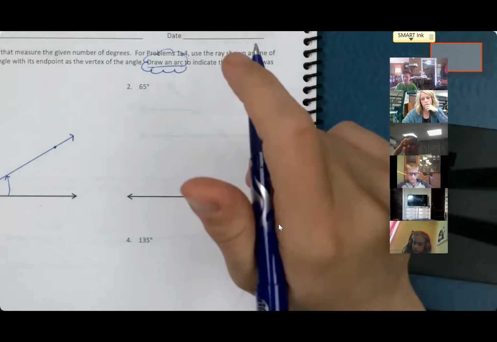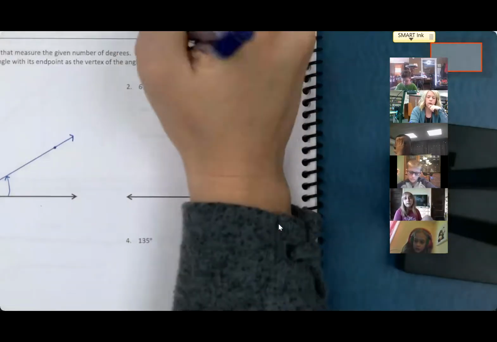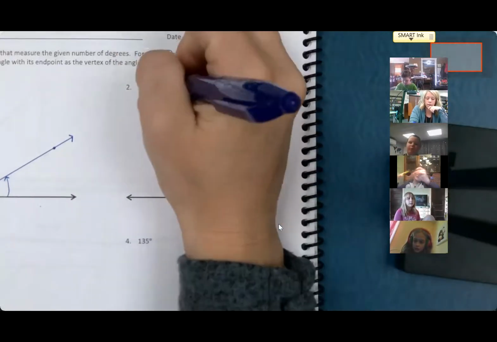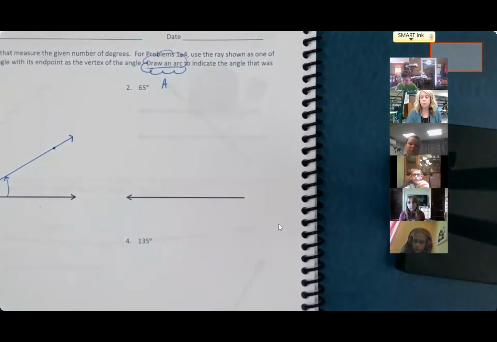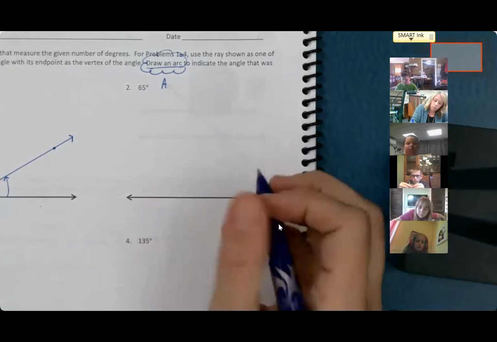It is an obtuse. No. Oh wait, it's actually an acute. Acute because it's smaller than 90. So I'm going to put an A there. So I remember it has to be smaller than an L. So I look at my ray here. Here's my arrow. So I'm going to put a point at this end.